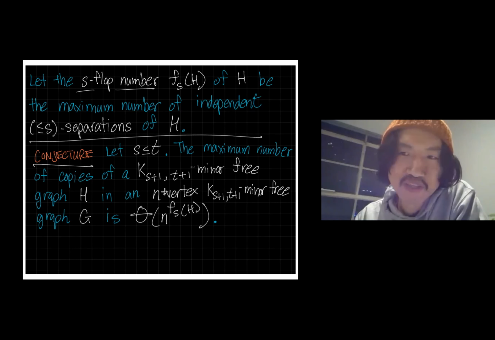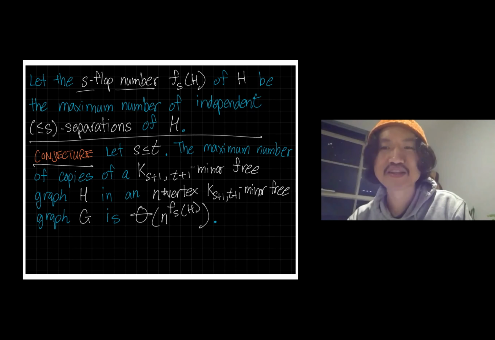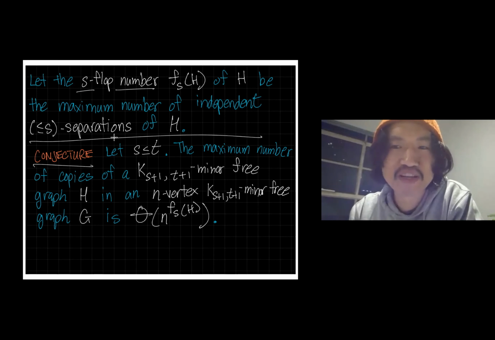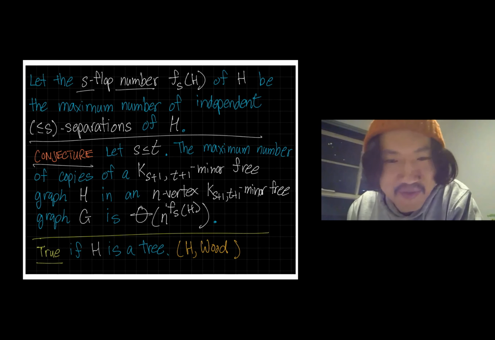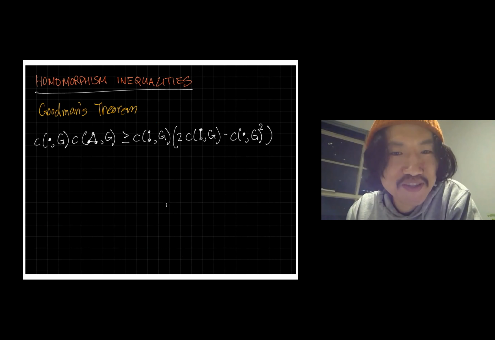Things will be a bit trickier because we no longer have the SPQR tree that displays all these low order separations, but you could try to use something like the tree of tangles. For example, we prove that this conjecture is true if H is a tree. We proved this last week, actually. So this conjecture is true if H is a tree, and it would be nice if it was true in general.